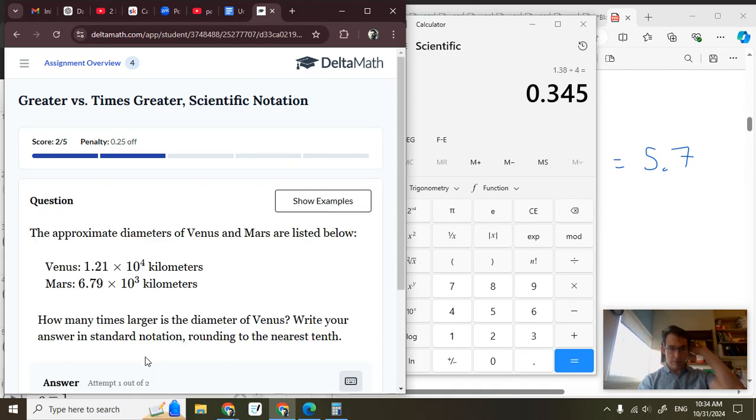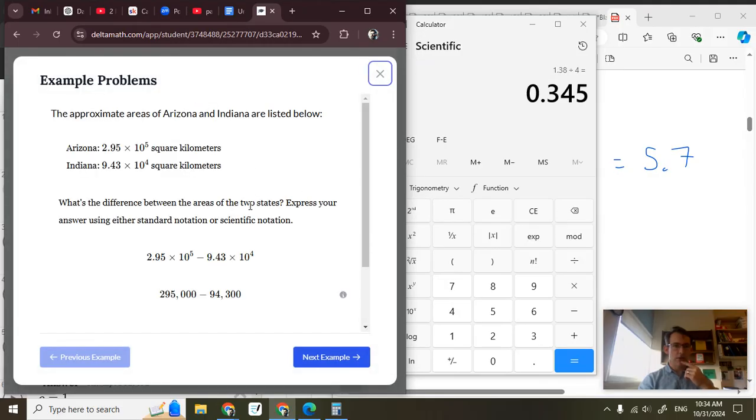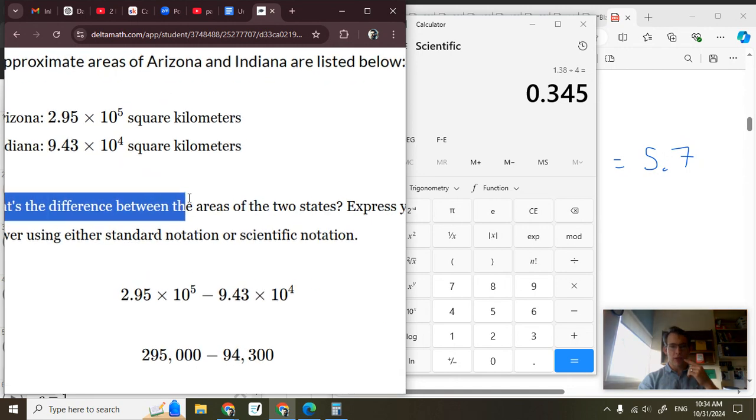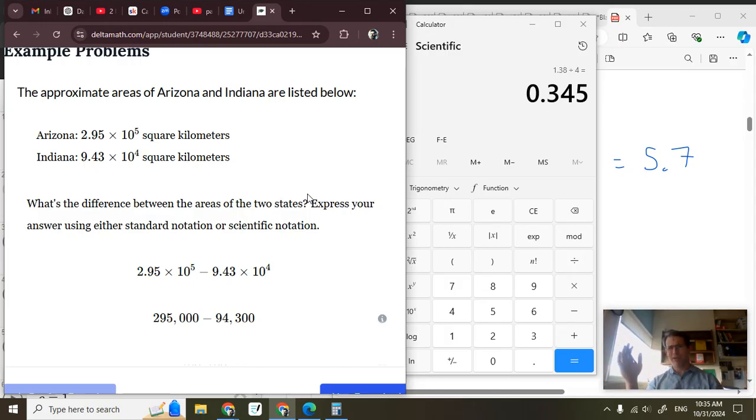Okay, Venus and Mars. How many times larger? I want a different one. I want one that's how much larger. So here, this is an example of a how much bigger question. The approximate areas of Arizona and Indiana. Arizona is a fair bit bigger than Indiana, but not that much. It's about 3 times as big as Indiana, if I had to do the division.